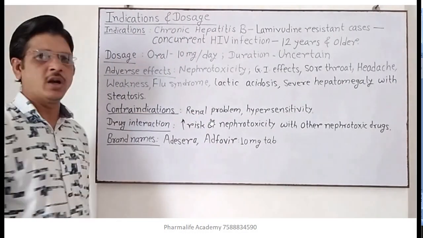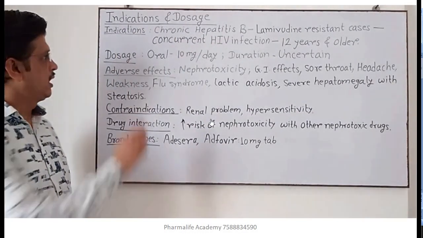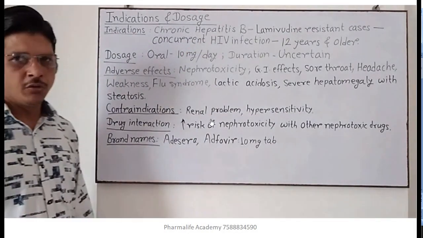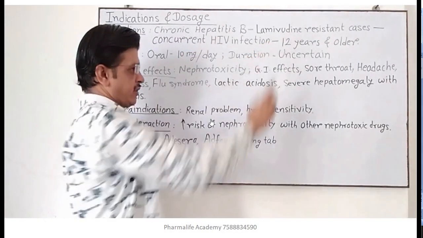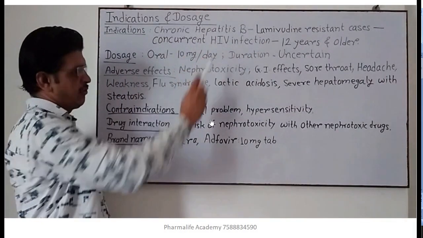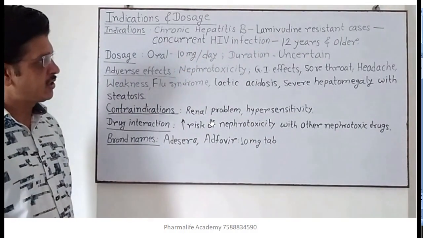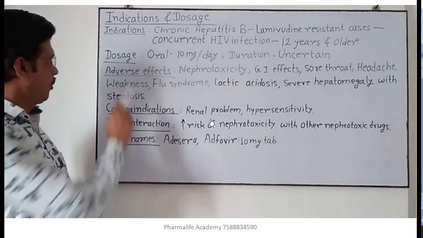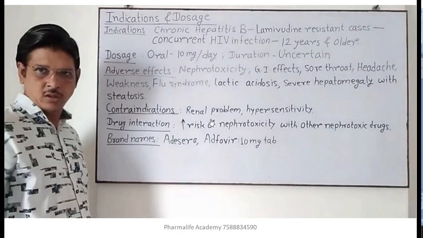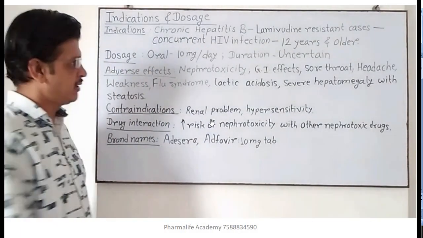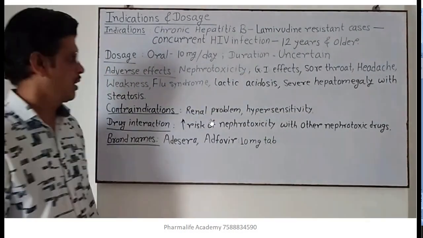Indications and doses for adefovir dipivoxil. Indications are chronic hepatitis B, including lamivudine resistant cases and those having concurrent HIV infection, in patients 12 years and older. Dose: oral 10 mg per day. Duration of treatment is uncertain.